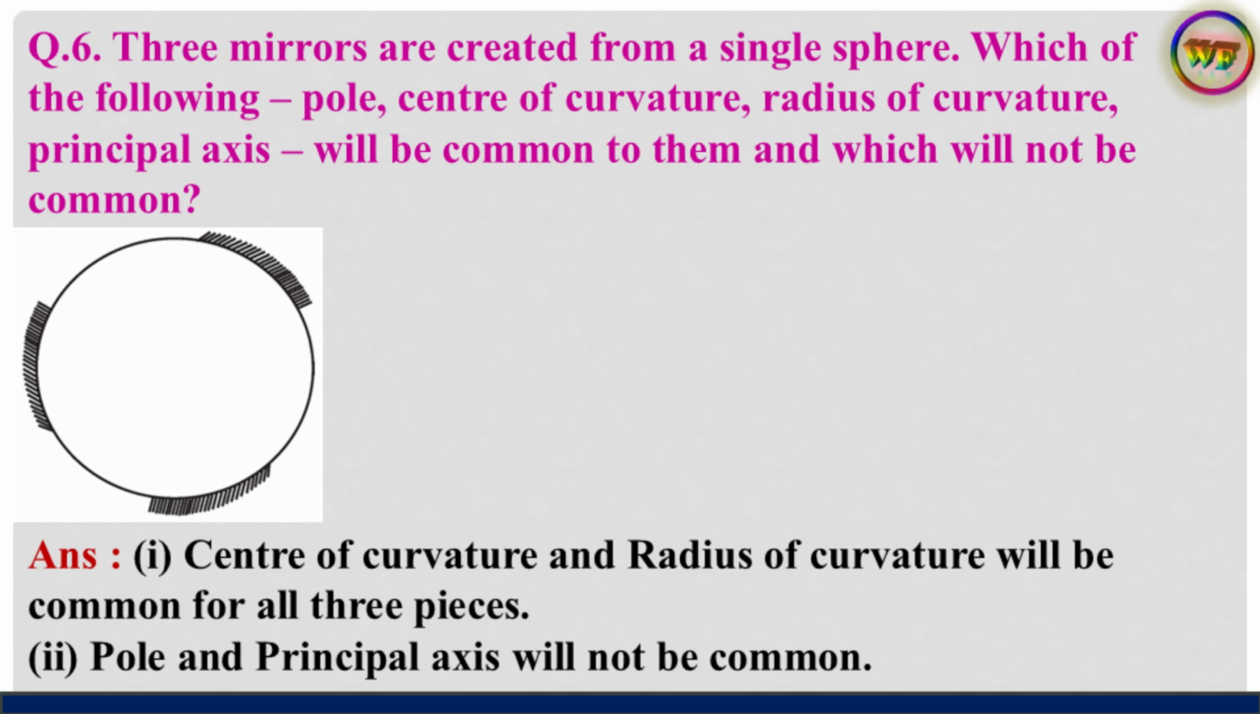Question 6. 3 mirrors are created from a single sphere. Which of the following pole, center of curvature, radius of curvature, principal axis will be common to them and which will not be common? Answer. Point 1. Center of curvature and radius of curvature will be common for all 3 pieces. Point 2. Pole and principal axis will not be common.